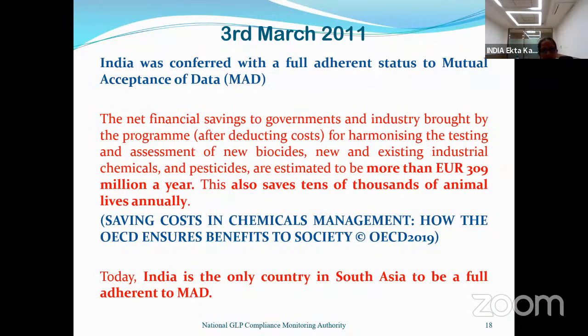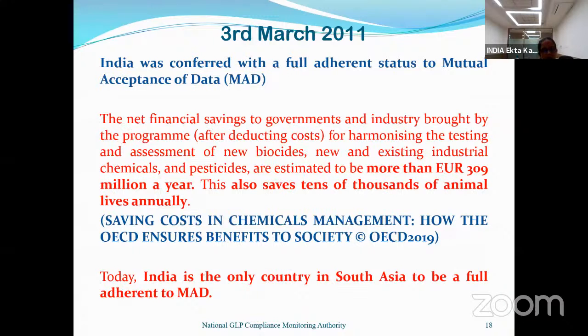As per the OECD publication, Saving Costs in Chemicals Management, the net financial savings to governments and industry brought about by the MAD program for harmonizing the testing and assessment of new biocides, new and existing industrial chemicals and pesticides, etc., are estimated to be more than 309 million. This is a huge amount of money that the Indian government as well as the Indian test facilities gain because of India being a full adherent to MAD in the OECD. This also saves tens of thousands of animal lives annually.